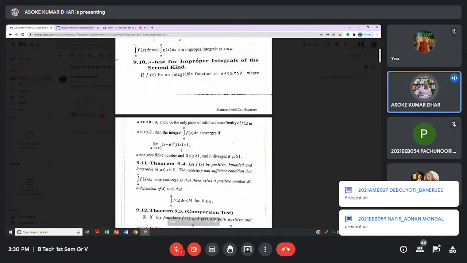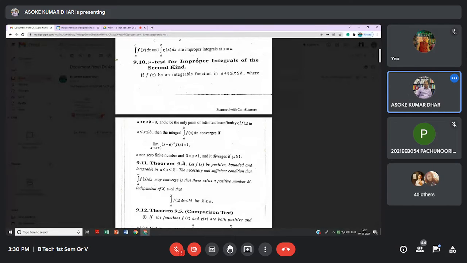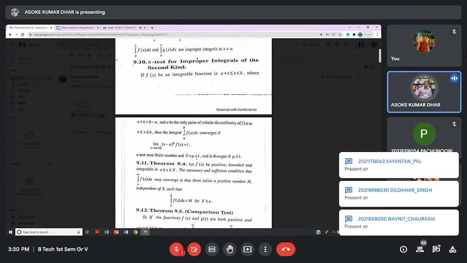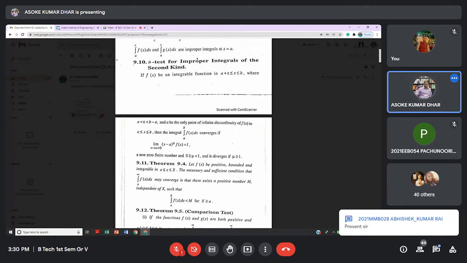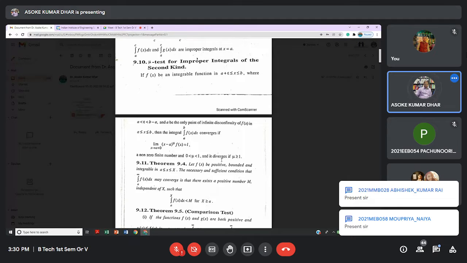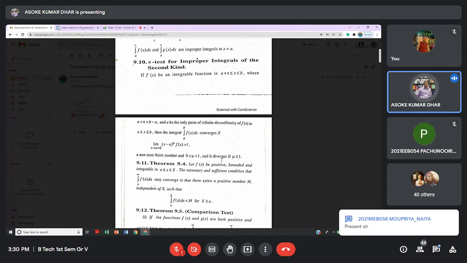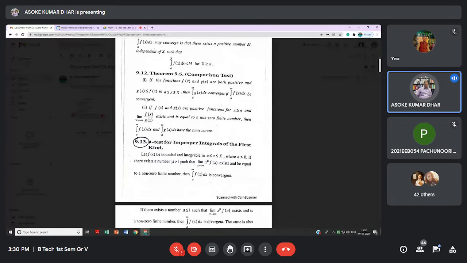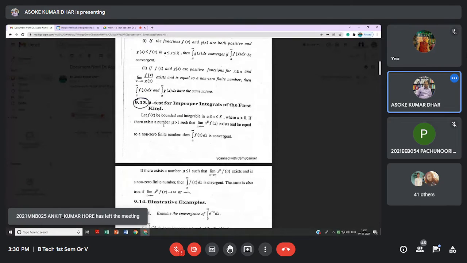L is a non-zero finite number, and if mu lies between 0 and 1, that is, a positive proper fraction, then it converges, otherwise diverges. That is, for mu greater than or equal to 1, the integral diverges. So this is the mu test for the second kind, and for the first kind, f(x) must be bounded and integrable in the range.